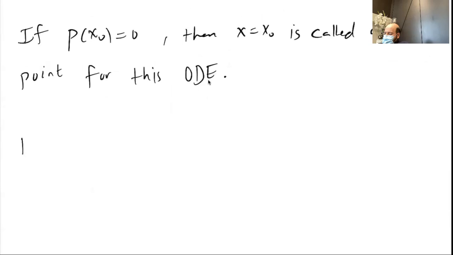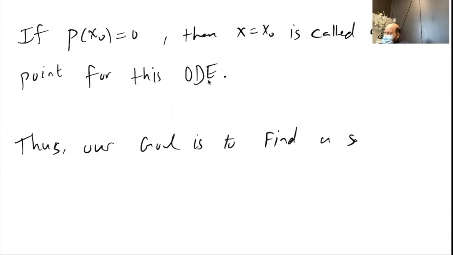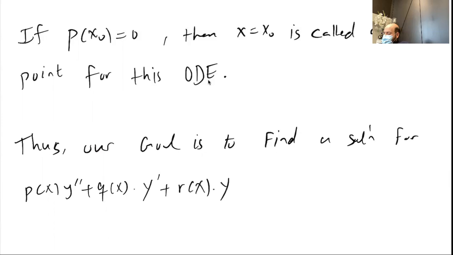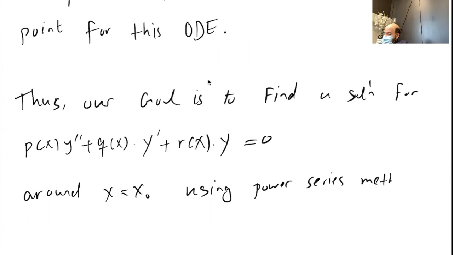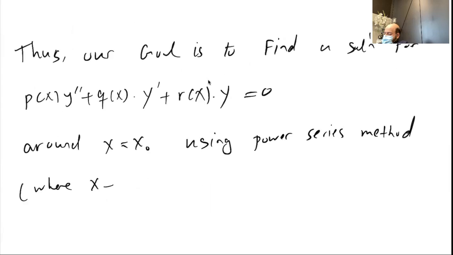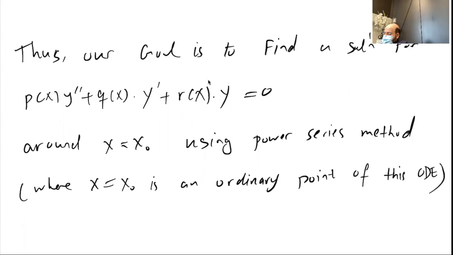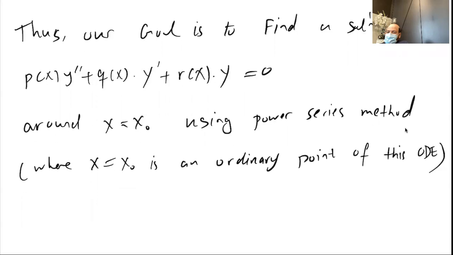So our goal is to find a solution for P of x times y double prime plus q of x times y prime plus r of x times y equals 0 around x equals x naught using our series method, where x equals x naught is an ordinary point of this ODE. So this is our goal.